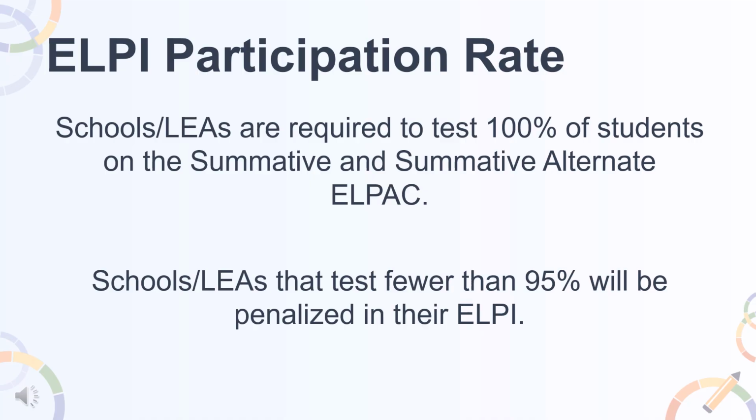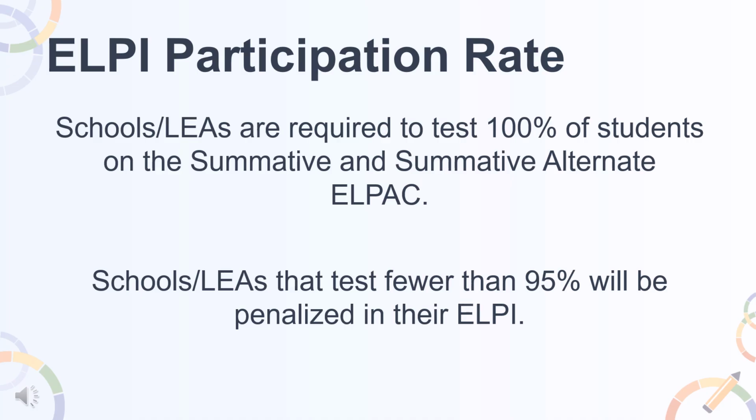The purpose of the summative LPAC and the summative alternate LPAC is to measure an EL student's progress in learning English and to identify the EL student's level of English language proficiency. To ensure districts and schools are testing all of their current EL students, the California Department of Education, or CDE, requires that they meet or exceed a participation rate of 95% on the summative LPAC and the summative alternate LPAC.